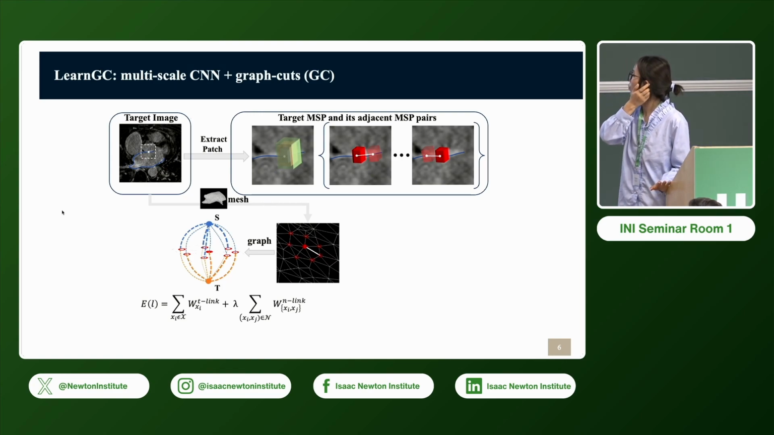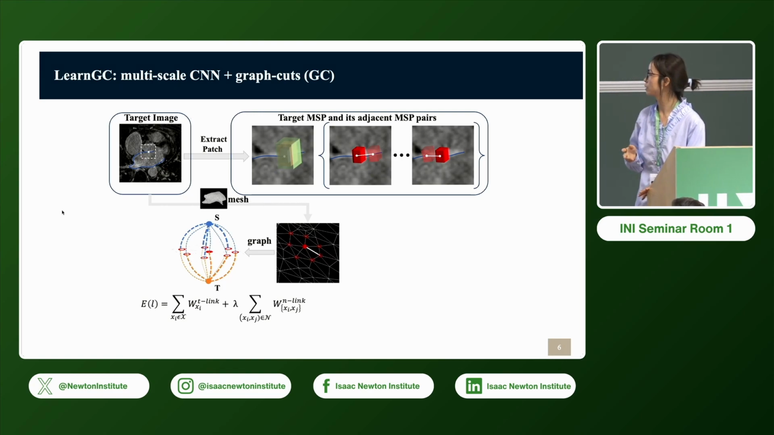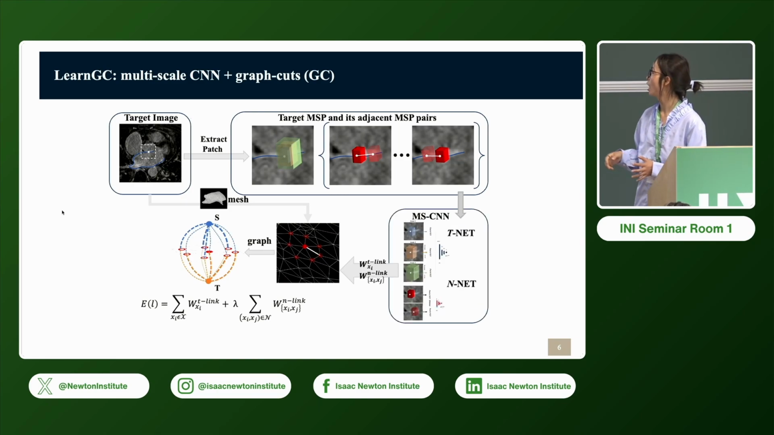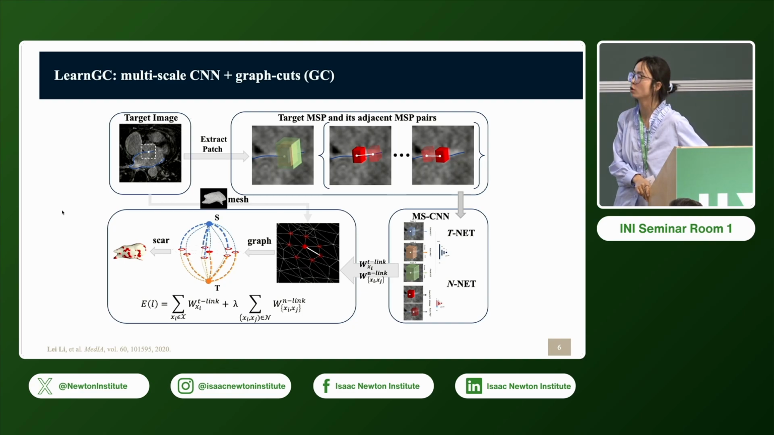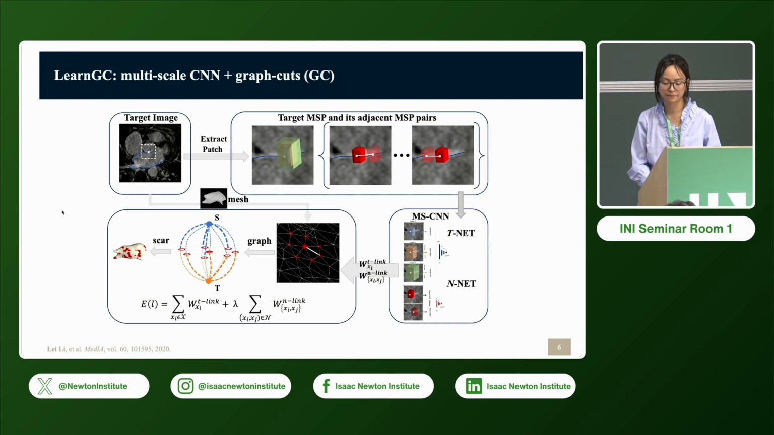Instead of using the conventional intensity and distance information between different nodes, we propose to use a neural network to directly predict these two weights for the graph cut. By doing this, we can learn more advanced features. Then we can employ the max-flow algorithm to solve this objective function and get the final scar segmentation.